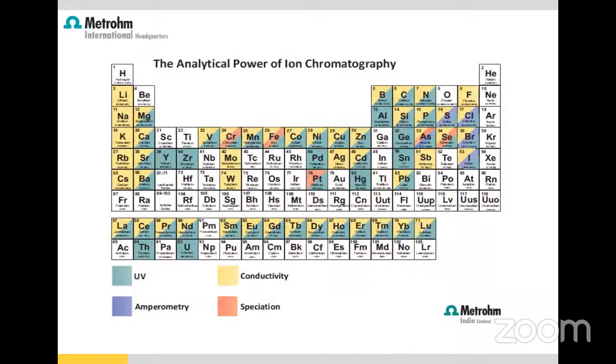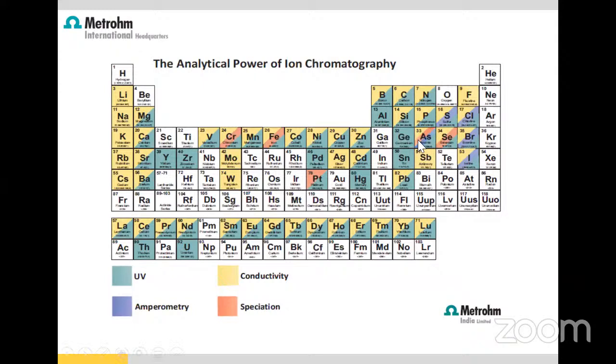So this is the periodic table, which gives you a comprehensive view of what is possible with Metrohm systems. Wherever you see color, it is possible, and we have established methods. Just for your understanding, I will explain one of the analytes. For example, I will take arsenic, where you see all four colors. What it means is I can do speciation using ion chromatography. I can distinguish how much arsenic 3 is there and how much arsenic 5 is there. That is possible.